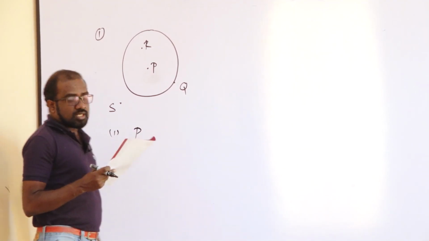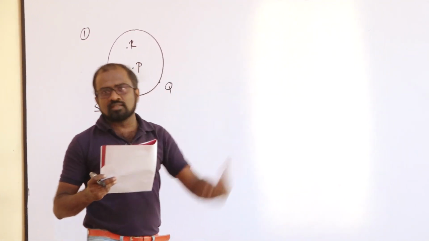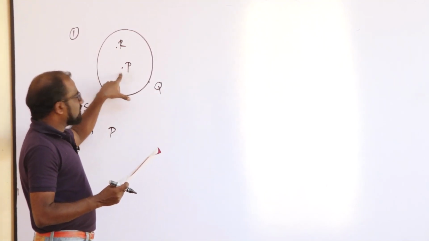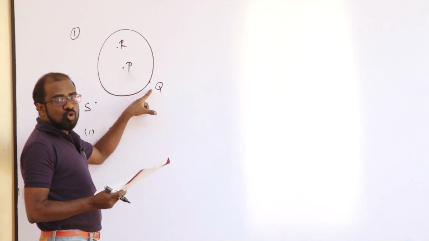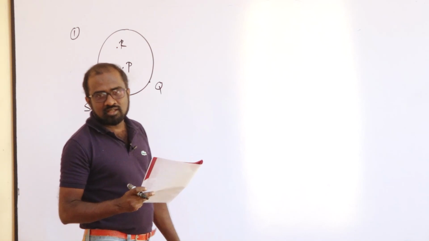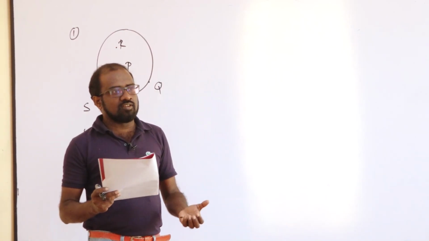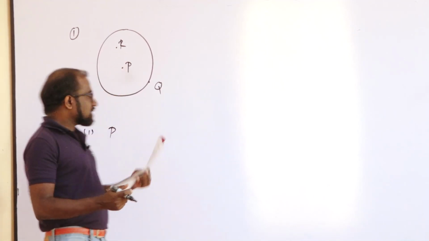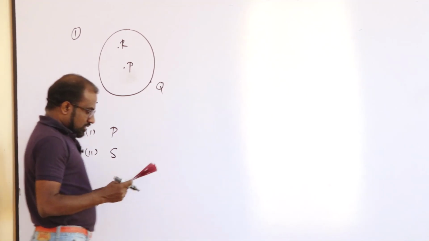External point to the circle. What do you understand by external point? External means outside the circle. Now, in the class we did points in the circle. So, P and R are located in the circle. Q is located on the circle. And S is located outside the circle. So, external is the opposite of internal. So, the external point is S. S is the external point to the circle.